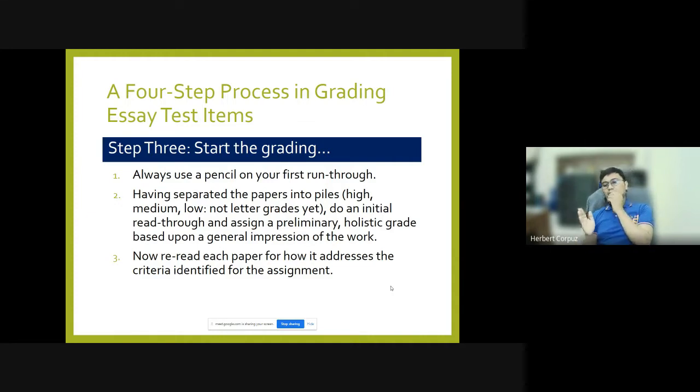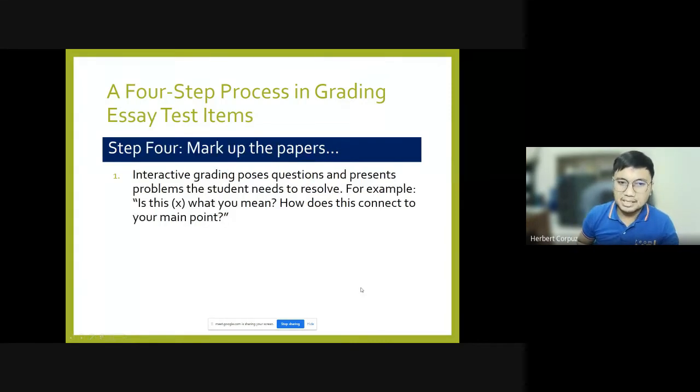After putting the general impression, you have to reread each paper for how it addresses the criteria identified for the assignment. Meron ko yung criteria, now reread it now. Meron ko na initial score, but you have to reread the response vis-a-vis the criteria you set. That's step three, grading. Step four, mark up the paper. So finally, after considering the criteria or the rubric, you now put a finality to the score you provided in the initial checking.